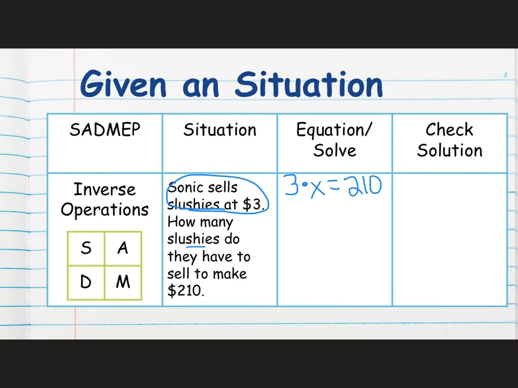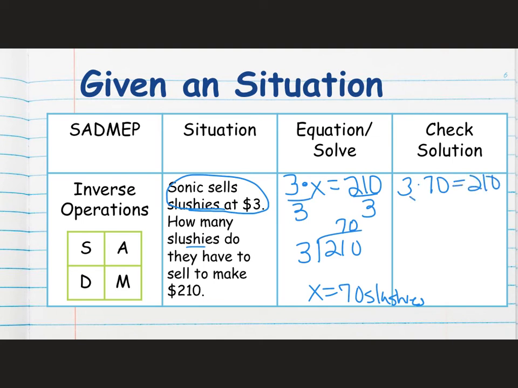I can write an equation using that unit rate. Well, if I divide by 3 on both sides, that's going to tell me how many slushies I need. So if I take 210 and I divide that by 3, that gives me 70 slushies. Okay? So if I take 3 times 70, and I multiply this out, I get $210. And that means, since this equation is true, 70 is my correct solution.